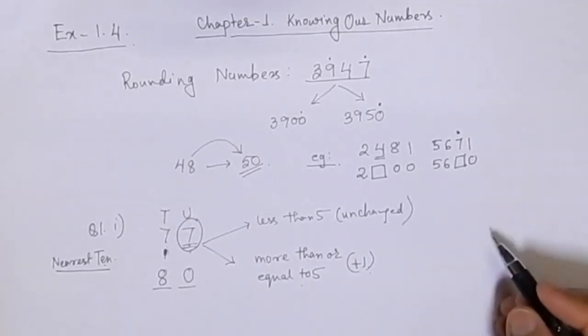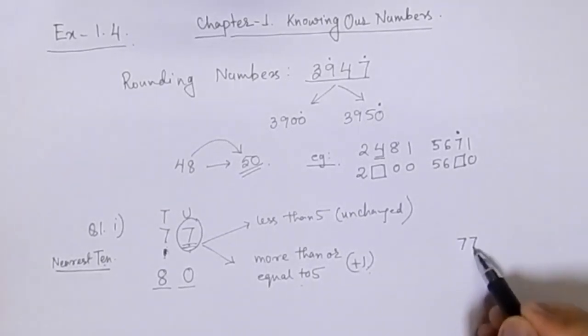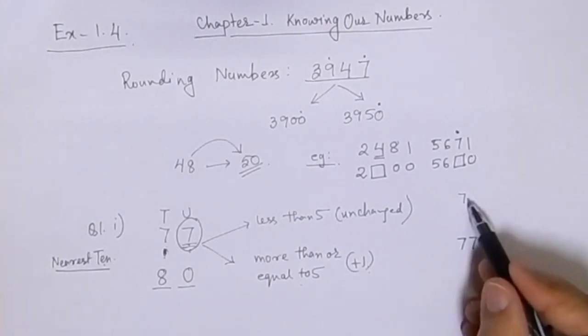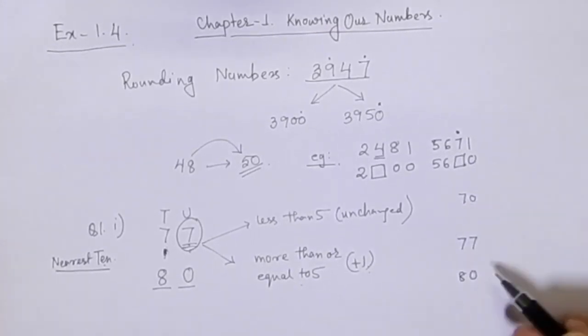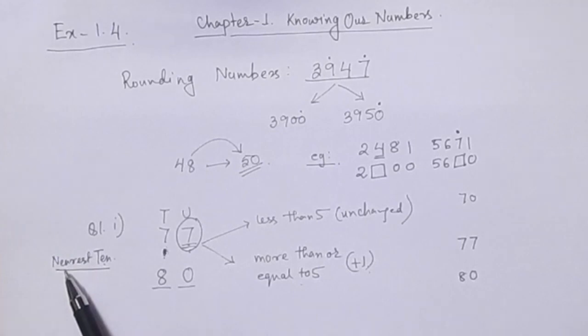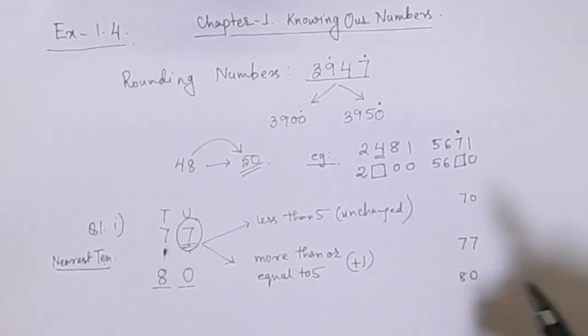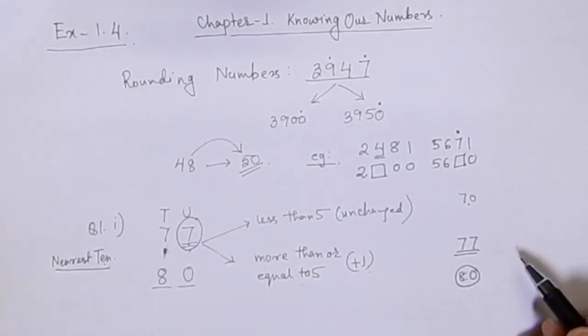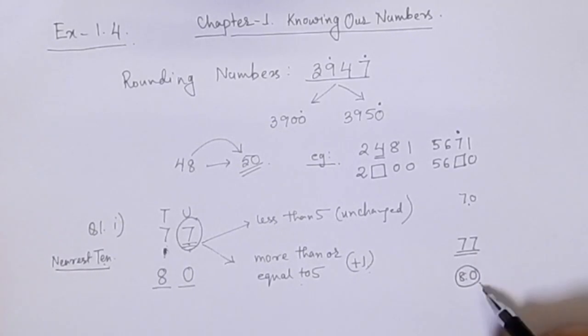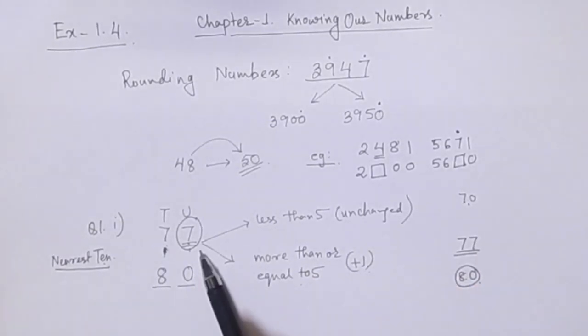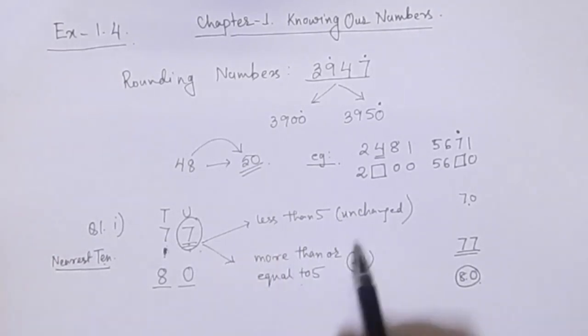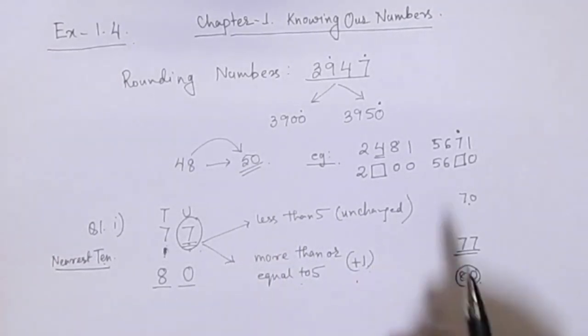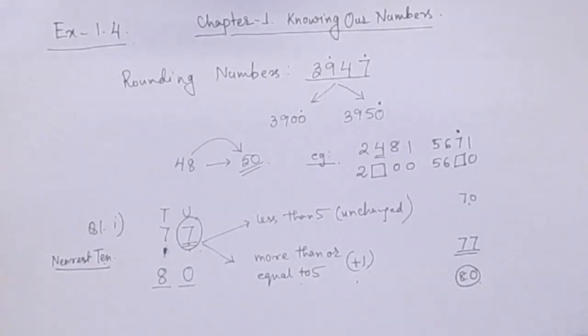You can see it another way also. 77 lies between 70 and 80, and your question is round off to the nearest 10. So 77 is closer to 80 than 70. That is why the answer is 80. Now this is an easy process, but when the number of digits increases, it becomes very difficult. So in that case, we will judge it in this process. Let us see another one.